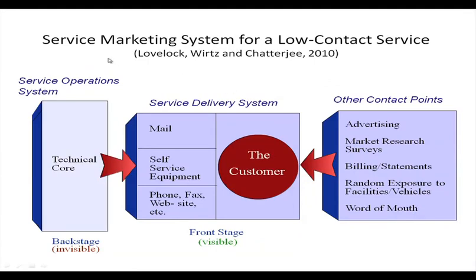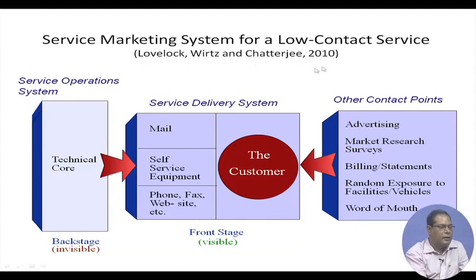Then we have the service marketing system for a low contact service. Here again Lovelock, Wirtz and Chatterjee have written about that in their book. Here the service operation systems are the technical core, which is in the backstage and invisible to the customer. What is visible to the customer are in the front stage, like the mail, the self-service equipment, the phone, fax, website etc.